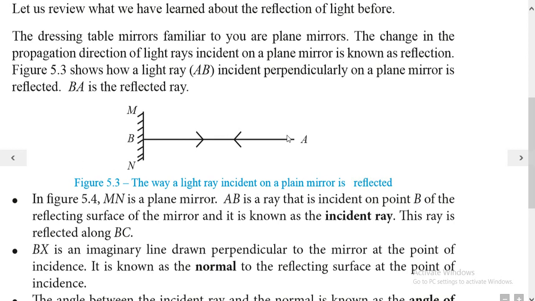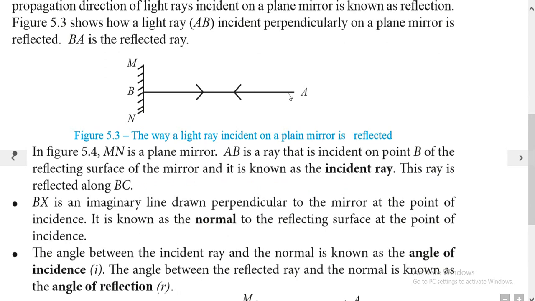What is the reason for that? It falls along A to B, and after reflection, it travels back along the same path, B to A. The reason is that this light ray falls onto the mirror perpendicularly. A light ray that falls perpendicularly onto a mirror always travels back along the same path. That is the concept, along the same path. This is very important for drawing ray diagrams.